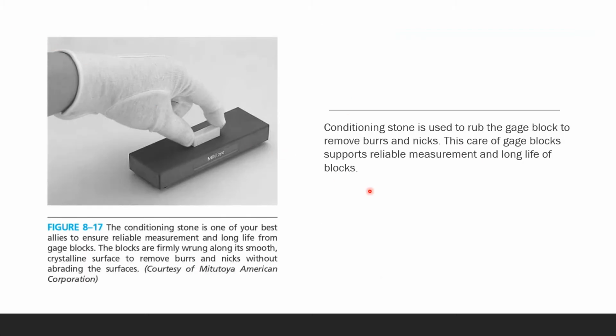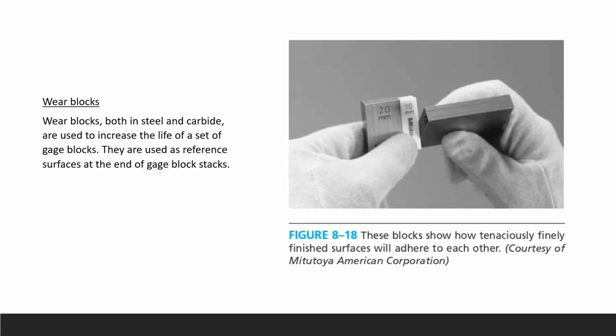So here's your stone. This is called a conditioning stone. It's pretty expensive, by the way, and it's used to rub the gauge block to remove your burrs and your nicks. So this care of gauge blocks supports, again, reliable measurement and long life of blocks, so you don't have to spend more money to buy again.